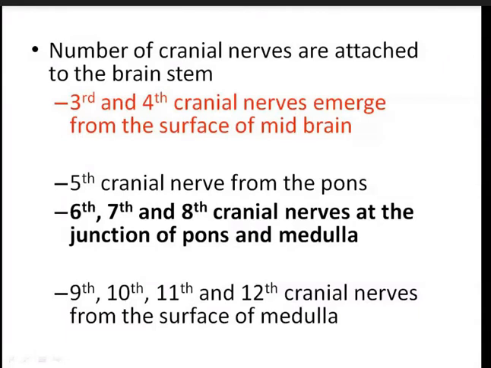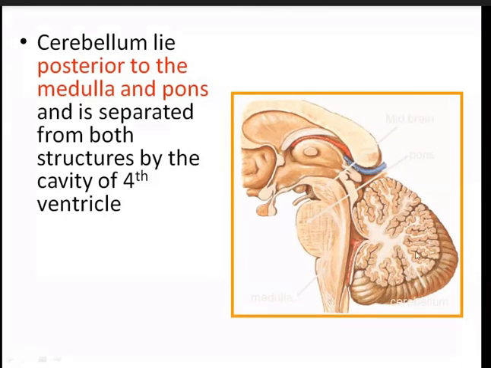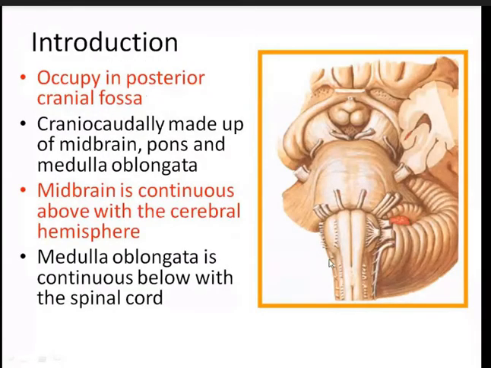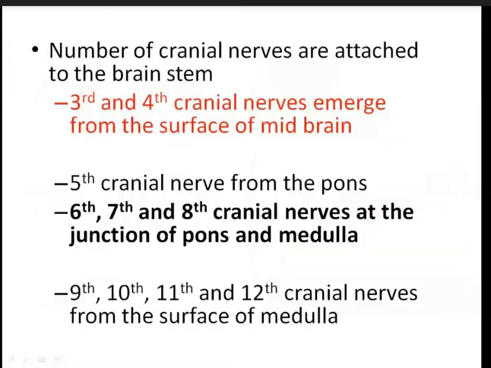And the 9th, 10th, 11th, and 12th cranial nerves are from the surface of the medulla. Here we can see the surface of the medulla, from where the 9th, 10th, and 11th cranial nerves emerge from the posterolateral sulcus, and the 12th cranial nerve from the anterolateral sulcus in the medulla oblongata. We can see these in detail in later slides. So these are the cranial nerves in relation to the brain stem.